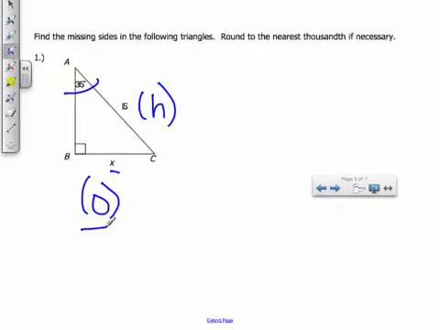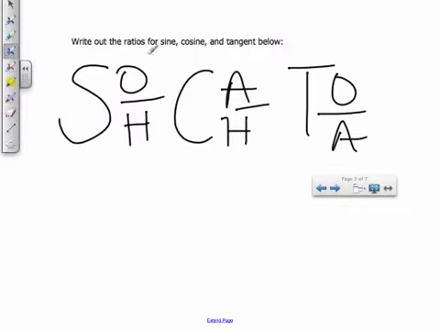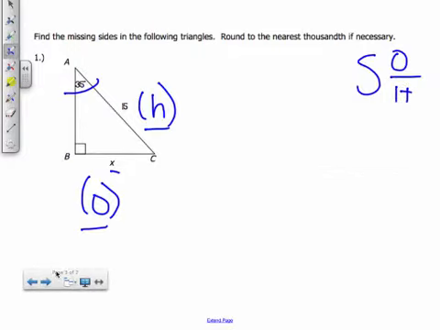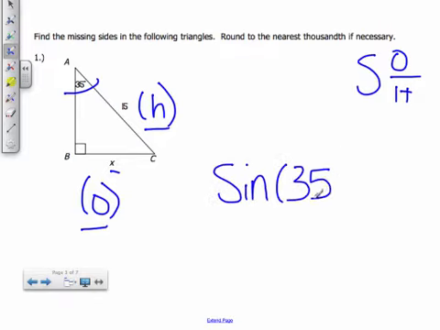So which trigonometric ratio uses O and H? Let's look back at what we have here. Is it sine, cosine, or tangent? It's sine. The sine of any angle is always the opposite over the hypotenuse. So I'm just going to write this in the corner just so I remember that sine is opposite over hypotenuse. So basically what I have to do is take the sine of the angle that I know, which is 35 degrees, and say that that's equal to the opposite, which is x over 15.